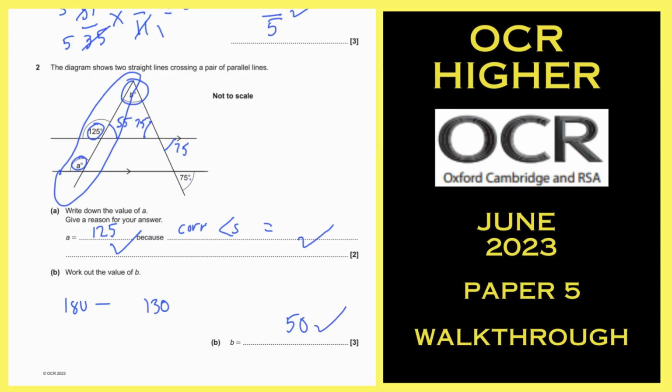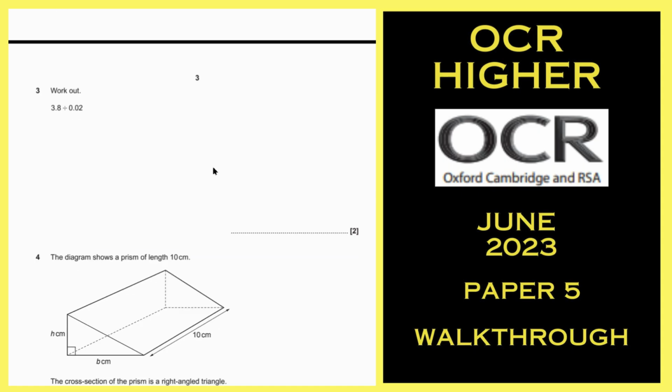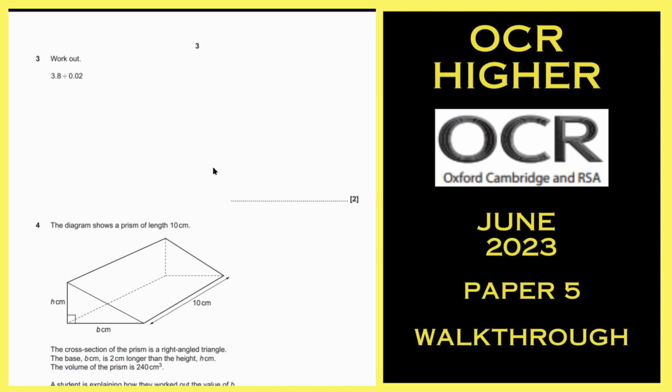1 mark for the correct answer, 1 mark for any good step towards getting the correct answer, for example 75 or 55, and 1 for another step, either doing 180 minus or for getting both internal angles. It depends on how much you've shown. It doesn't really ask for any reasons or even any working out, so don't forget, answer only will score full marks. Number 3, we're dividing by 0.02.